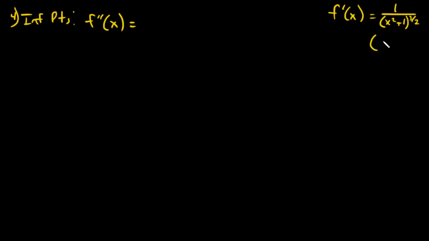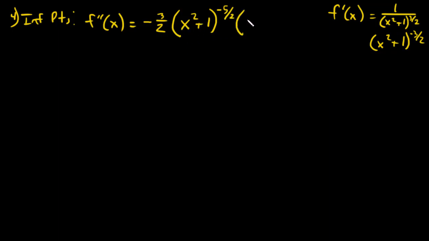This is just (x squared plus 1) to the negative 3/2 power. So it's just a power rule. That becomes negative 3/2 times (x squared plus 1) to the negative 5/2, because I have to subtract 1, times the derivative of the interior, 2x.